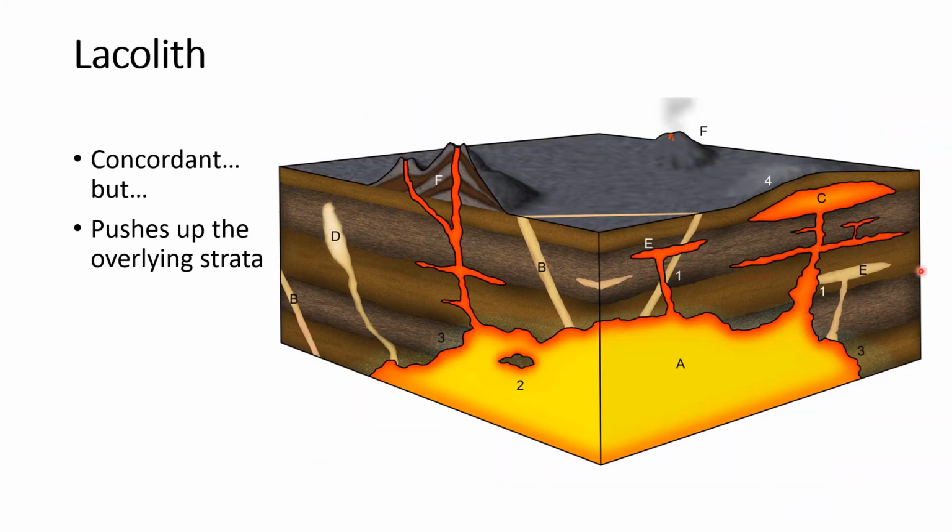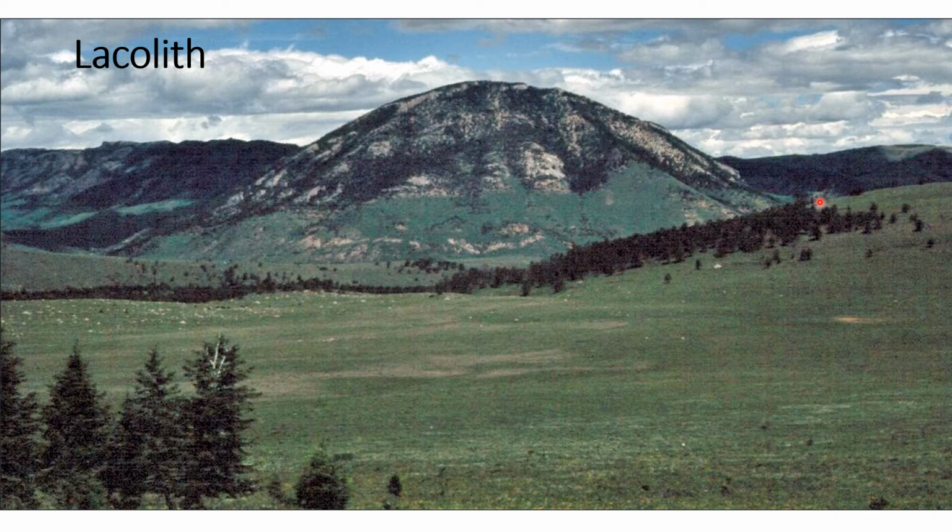So our sills, E, were these nice emplacements in between the beds, but now a laccolith is concordant, so it follows the bedding, but it's kind of like a sill that got off the chain here. So see what's going on with this? We have a sill emplacement along the bedding, but it's so aggressive that it's pushing up the overlying strata above it, and you get this kind of structure right here. And so you've got the strata still here, but underneath is this intrusive body that followed the bedding but pushed it up to make room.